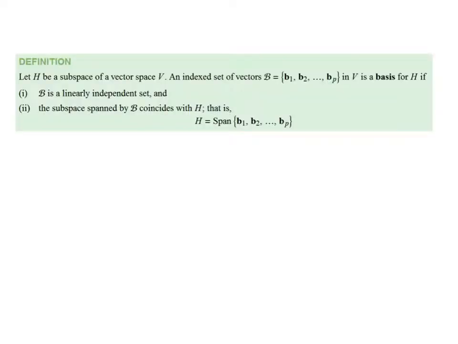All right, now we get to a definition. This is the main topic of this section, that is a basis. They use a fancy B to write our basis. H is a subspace of a vector space, an indexed set of vectors b1 through bp, so we're using b's for our basis, is a basis for H if B, my set, is linearly independent, and the subspace spanned by B coincides with H. That is, H is the span of that set of vectors. So if I can check off those two boxes, my set is linearly independent and it spans my subspace, then B is called a basis for H. Okay, so that's the definition.